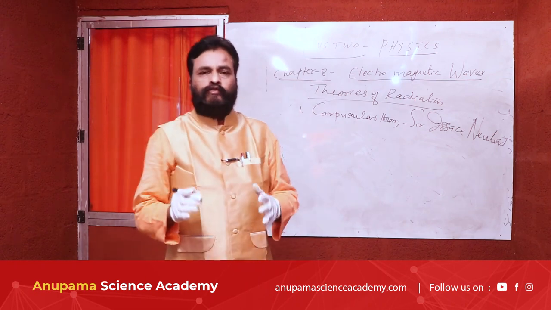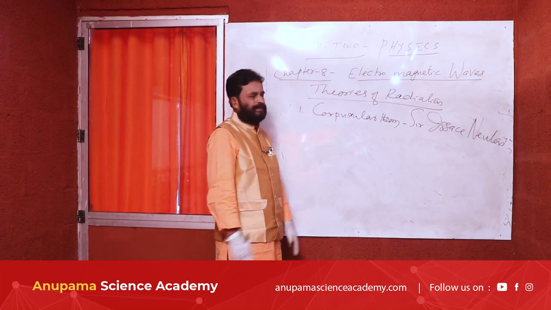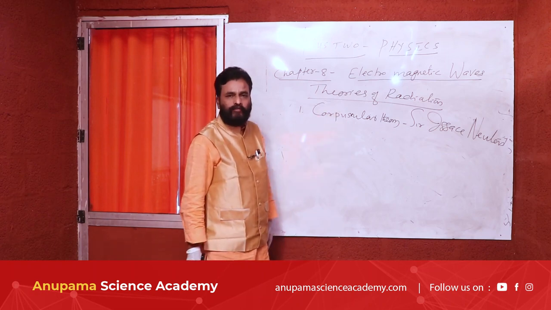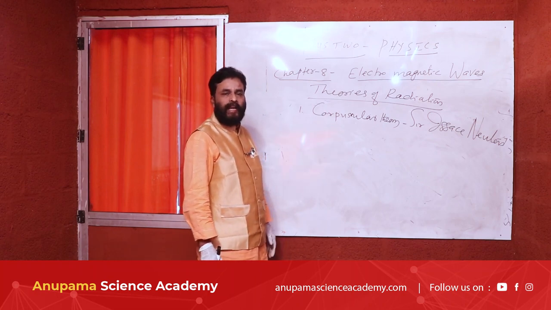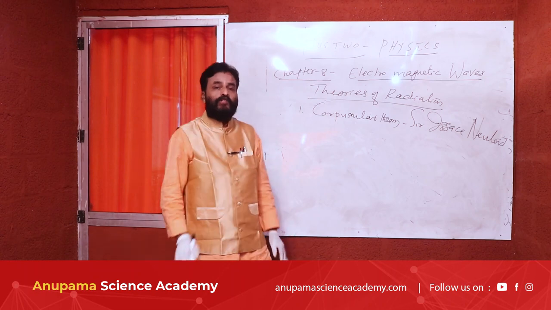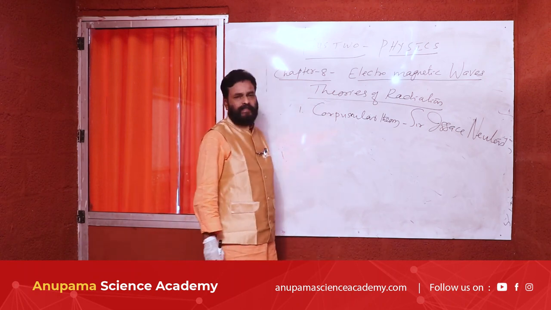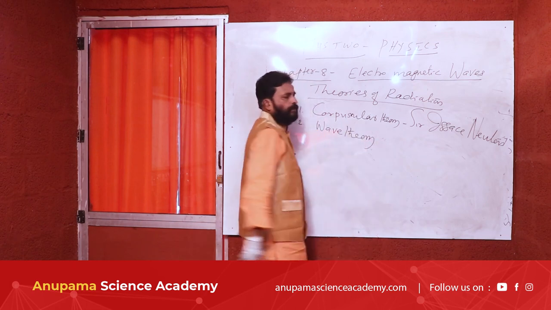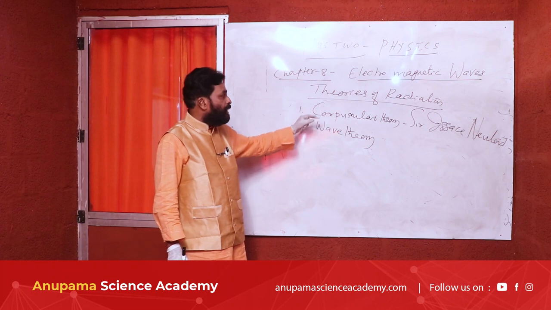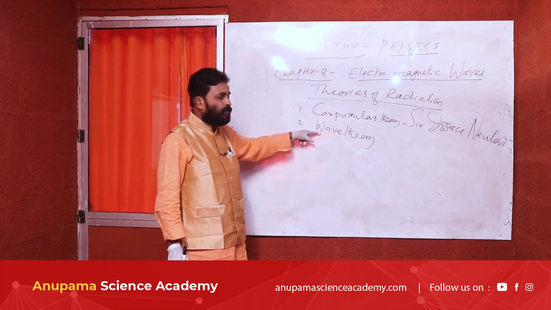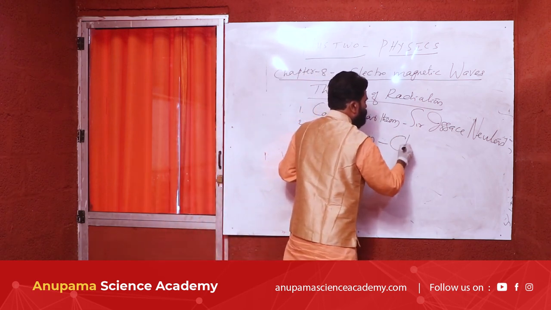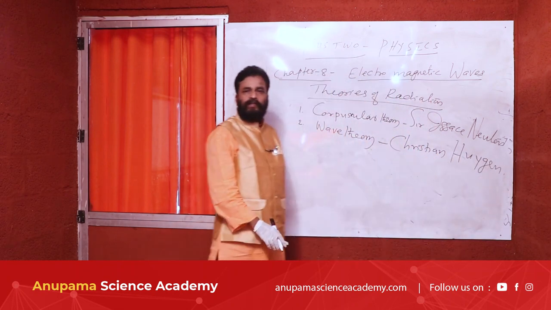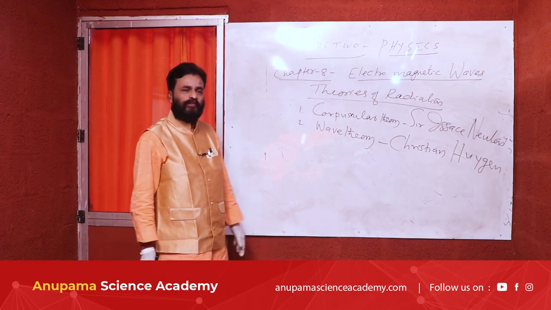Light consists of small packets of corpuscles, meaning tiny elastic particles, and the corpuscles falling on the eye produce a sensation of light. But after this theory, the determination of velocity of light was a death blow to the corpuscular theory of light and a strong support to the wave theory. The second one is the wave theory by Christian Huygen, H-U-Y-G-E-N.